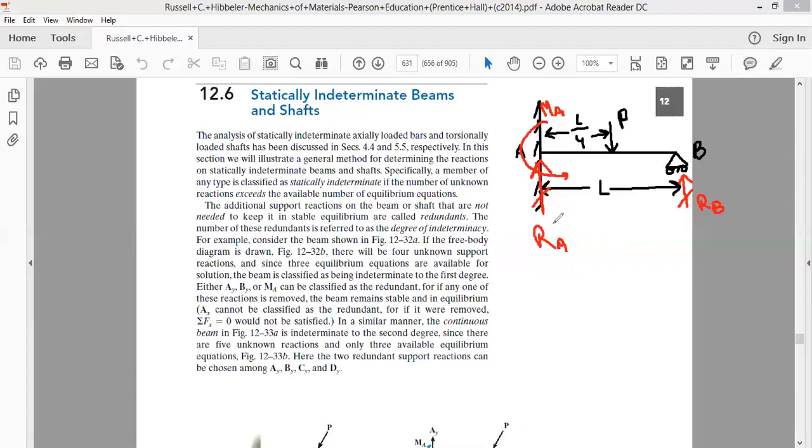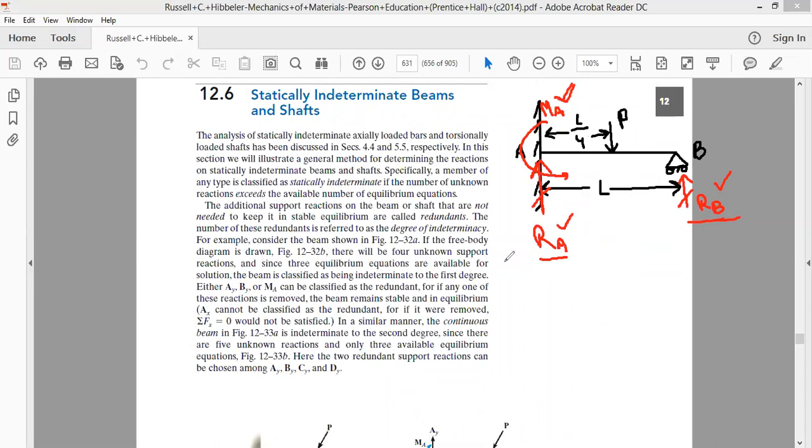So now the number of unknowns that we have: RA is one unknown, RB is another unknown, MA is another unknown. In this problem, we are having three unknowns. So we have to find the value of three unknown reactions: RA, RB, and the reaction moment MA. Let's see how many equations we have.